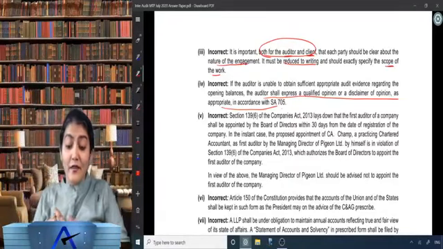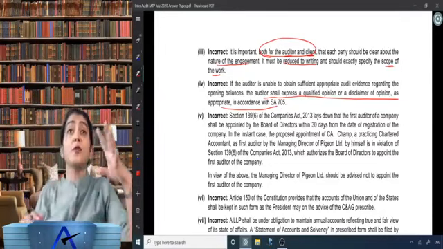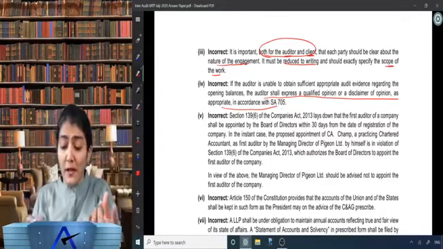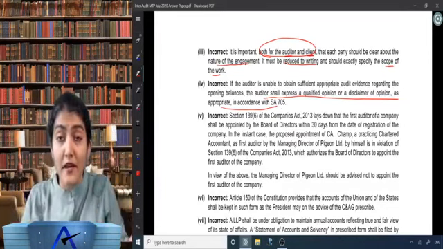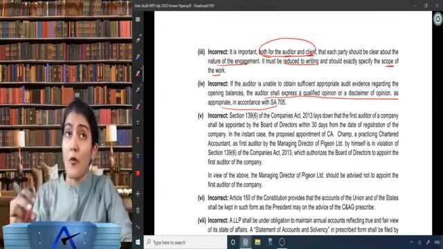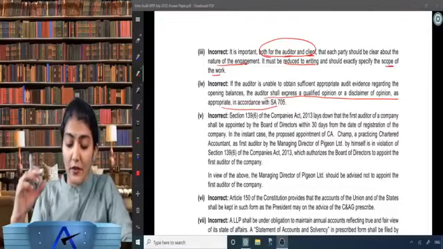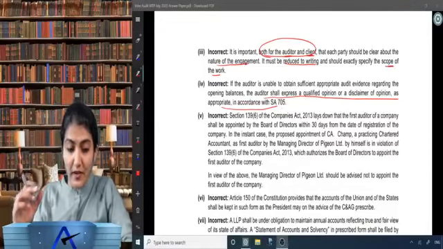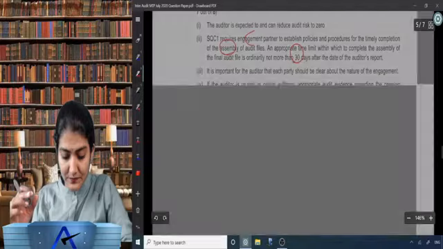Okay. Right. So if the auditor is unable to obtain evidence regarding the opening balances, the auditor shall express a qualified opinion or a disclaimer of opinion as appropriate in accordance with SA 705. Wonderful.